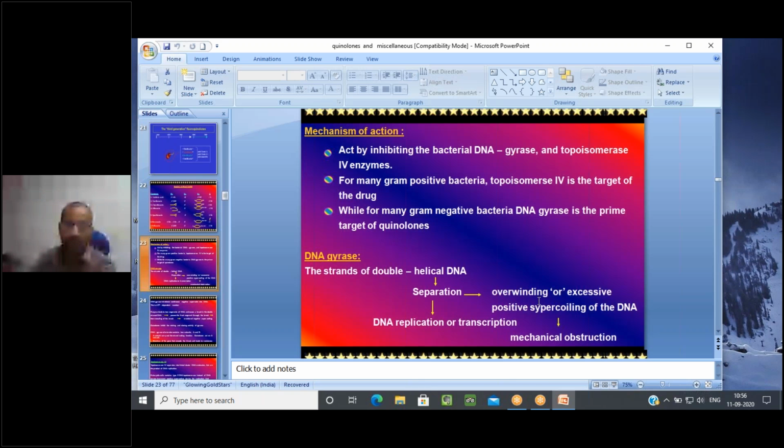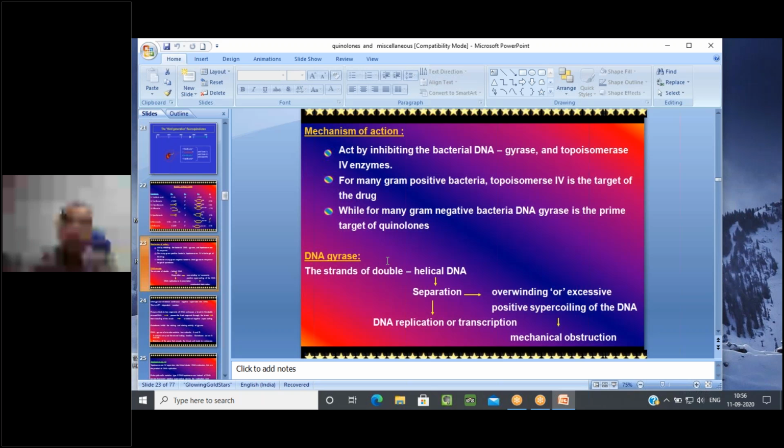overbinding or excessive action will take place in case of DNA gyrase inhibition. Okay, so that's the next one. Here it introduces continuous negative supercoiling, which is an energy dependent, that is ATP dependent, reaction.